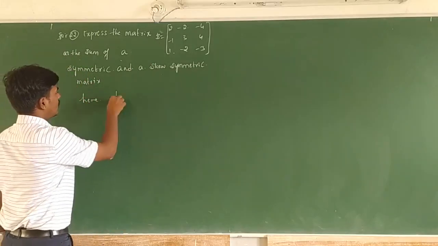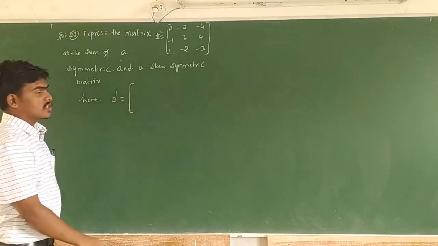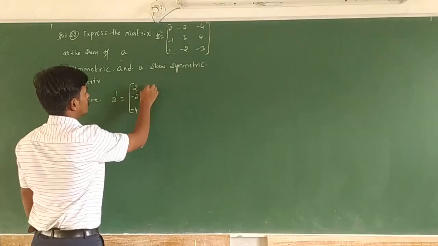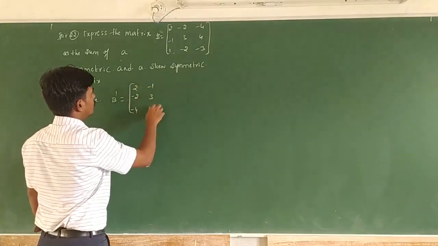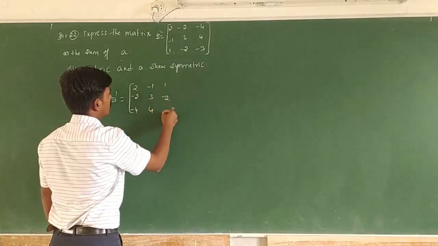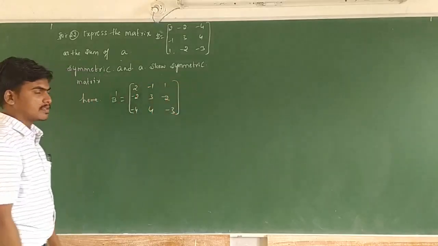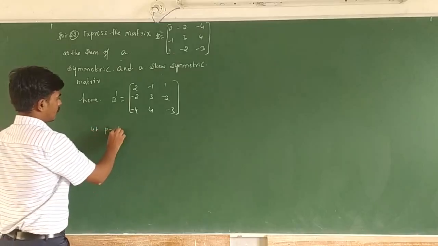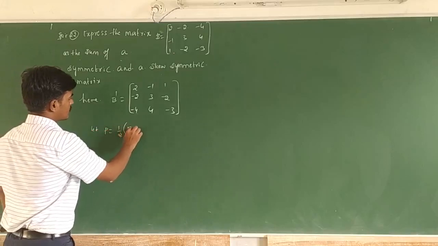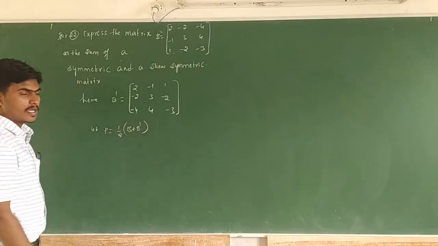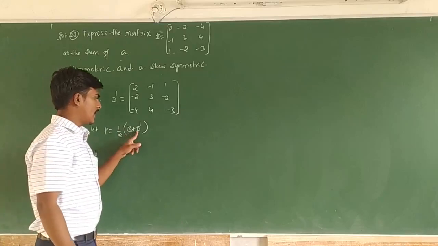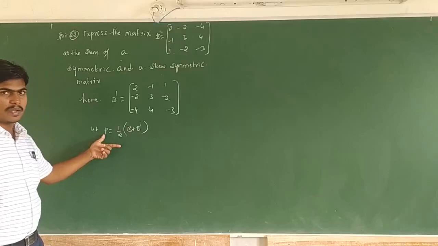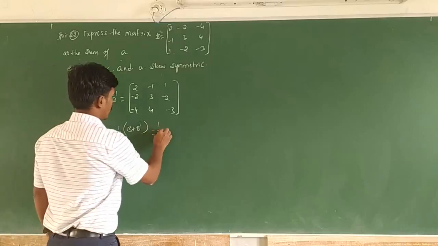What we get? B transpose is equal to interchange of rows and columns. Transpose of 2 minus 2 minus 4, minus 1 3 4, 1 minus 2 minus 3. Now let us take P is equal to 1 by 2 (B plus B transpose), because in the theorem we already proved that B plus B transpose is a symmetric matrix, right? We have to show that this P is symmetric.